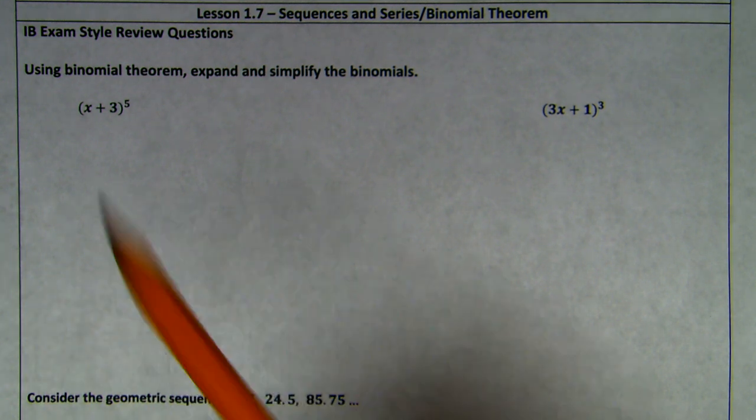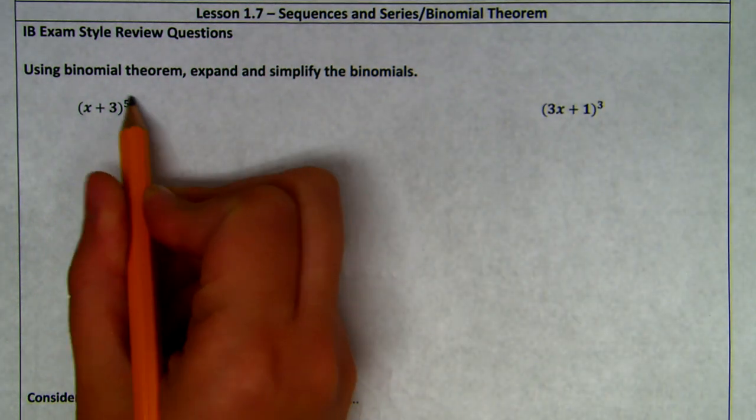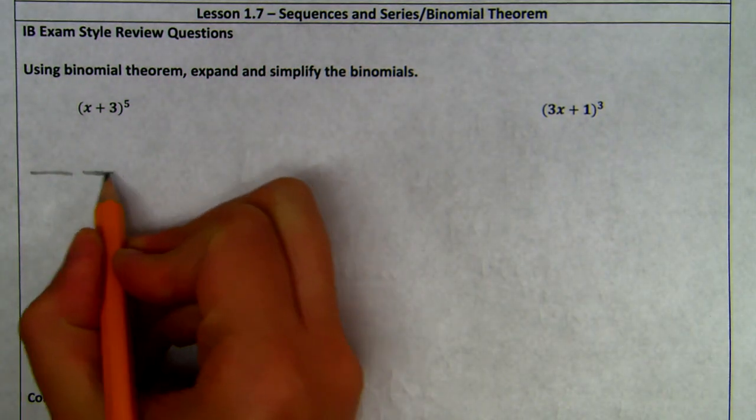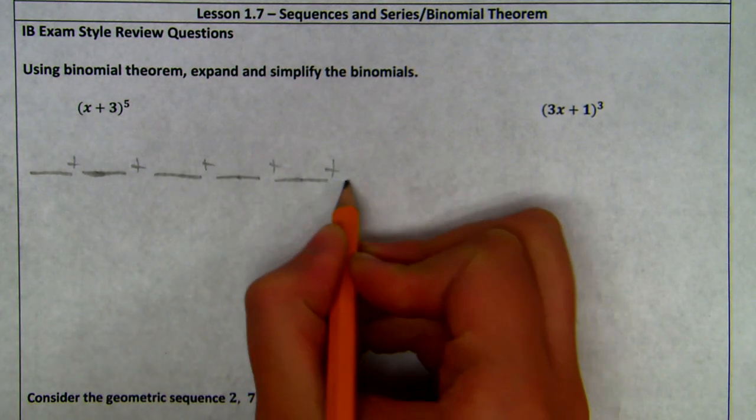So we're going to start with (x + 3)^5. Our step number 1 is writing out our blanks. So if we have 5 as our original exponent, we're going to do 5 plus 1 blanks. So 6 blanks. 1, 2, 3, 4, 5, 6.